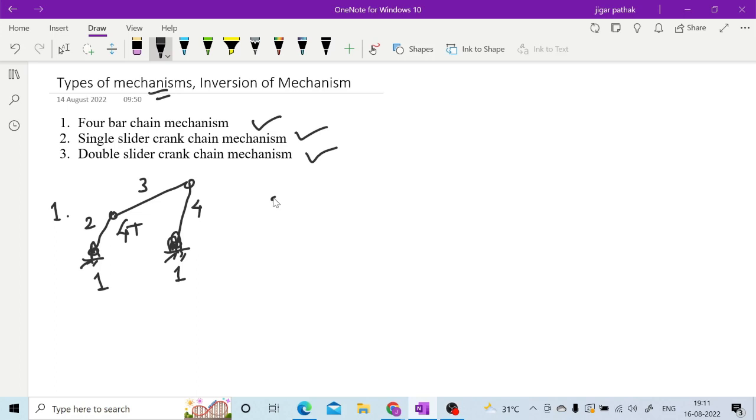Now when you go for the next one, in your single slider crank chain mechanism, what you have is, kindly mute yourself, everyone, please mute yourself.